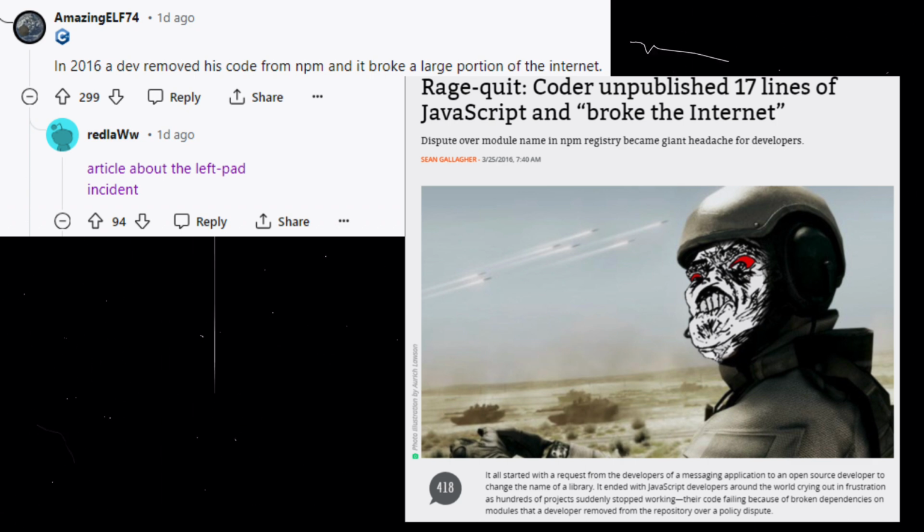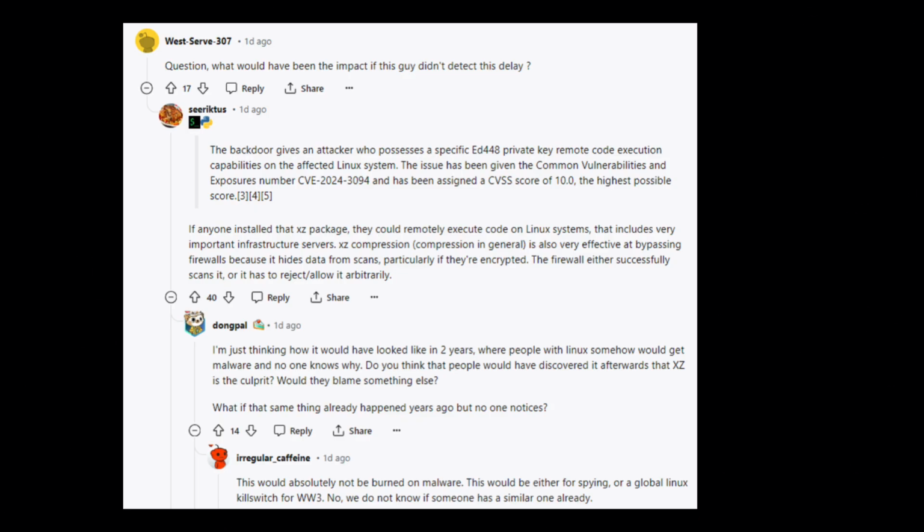In 2016, a dev removed his code from NPM and it broke a large portion of the internet. This statement refers to the infamous left pad incident, where a developer unpublished a small but widely used code package from the NPM registry, causing widespread disruption to numerous projects and applications that depended on it. The attached article, titled Rage Quit, Coder Unpublished 17 Lines of JavaScript and Broke the Internet, provides further context and details about the incident. It explains how a dispute over a module name led to the developer's frustration and ultimately their decision to unpublish the code, inadvertently impacting a significant portion of the JavaScript ecosystem. The image of a rage comic character adds a humorous element, reflecting the frustration and disbelief that many developers experienced during the incident. Question: what would have been the impact if this guy didn't detect this delay?